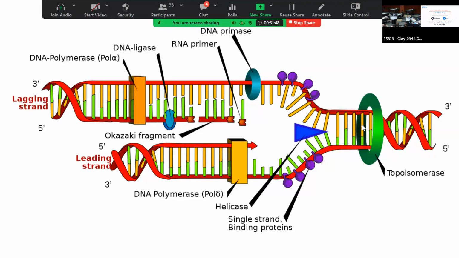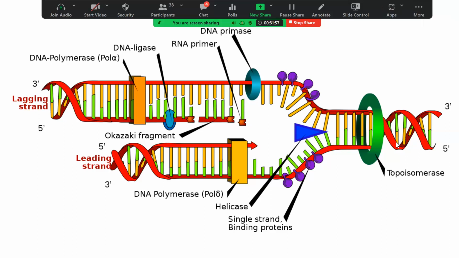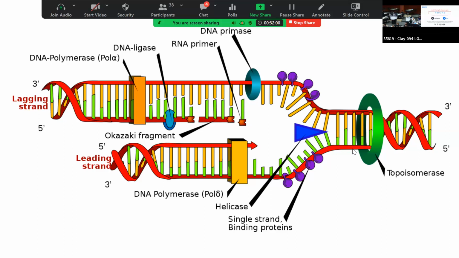We have topoisomerase, which uncoils the DNA. You can see how it's in that tightly formed double helix, and now it's getting uncoiled. Then we have helicase breaking apart all the hydrogen bonds. And then the single strand binding proteins, which stop the bases from pairing together again. So that is the initiation phase.